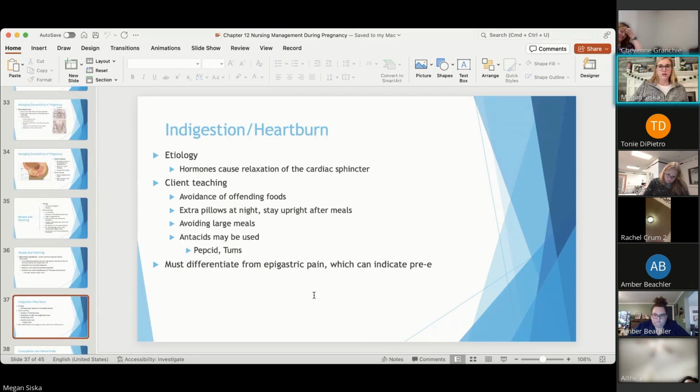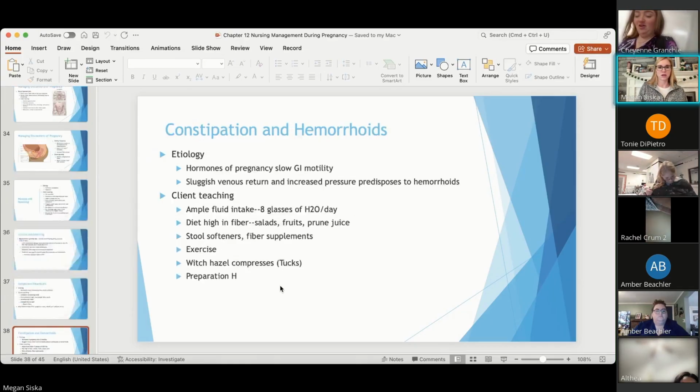Indigestion, heartburn, we talked a little bit about what's kind of causing that. Some teaching that we can do would be avoiding certain foods. A lot of times it's like spicy foods or tomato-based things, all the delicious things in life. Telling our patients that they can sleep kind of upright, like extra pillows, to avoid eating too late. So maybe eat dinner at 5 o'clock, and that way your food has time to settle before laying down. Avoiding large meals. There are some antacids that are considered safe, like Pepcid and Tums. And then just making sure that we're differentiating between epigastric pain, which is like underneath your right rib cage, because that's more concerning for preeclampsia, which we'll talk about later.